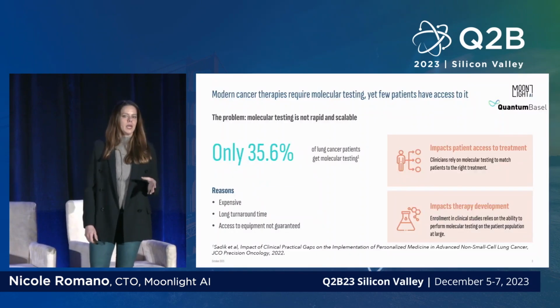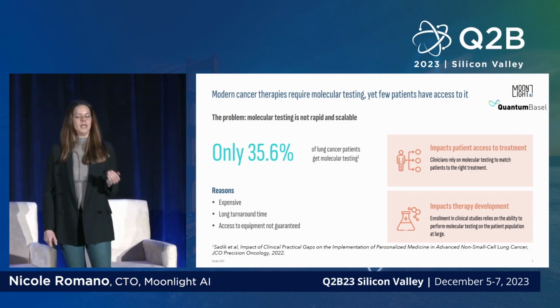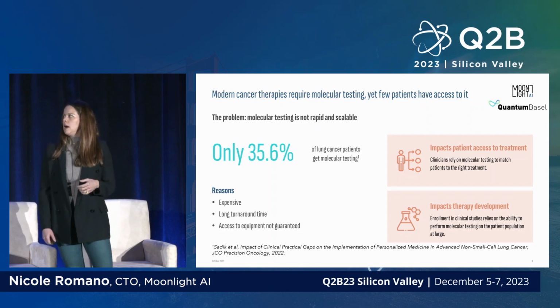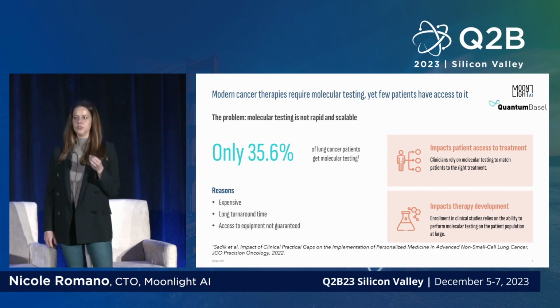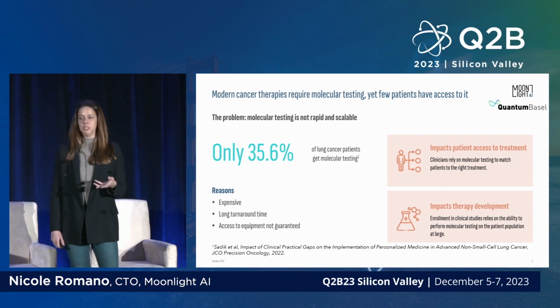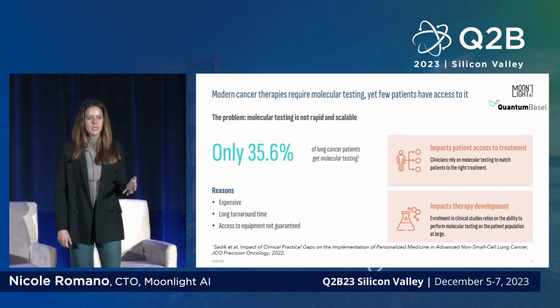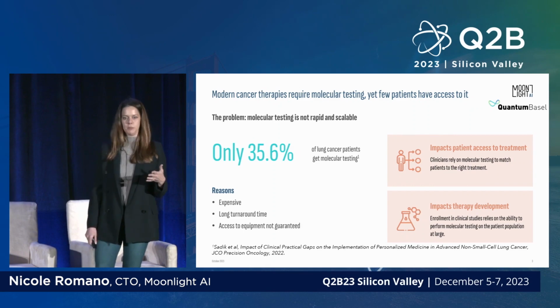At Moonlight, we noticed that despite the promise of precision medicine, patients are still struggling to get access to targeted therapies. One of the major reasons for this is that molecular testing is required for a patient to be deemed eligible or ineligible for a particular precision medicine. And yet the molecular testing is turning out not to be as rapid and scalable as it needs to serve the global cancer patient population.